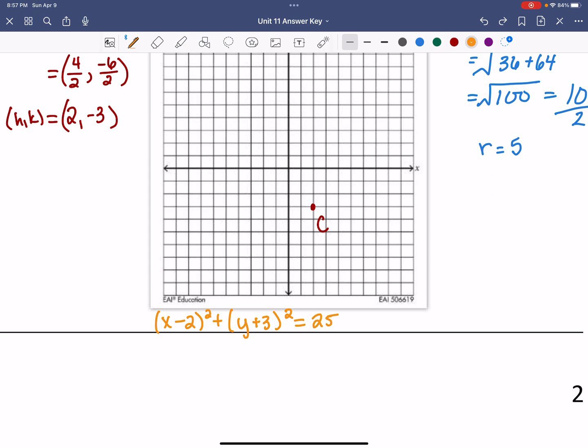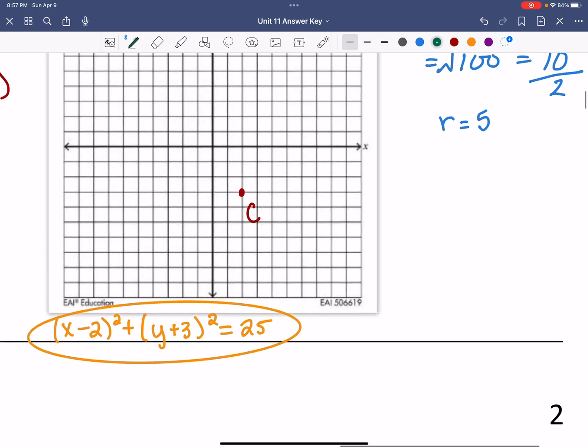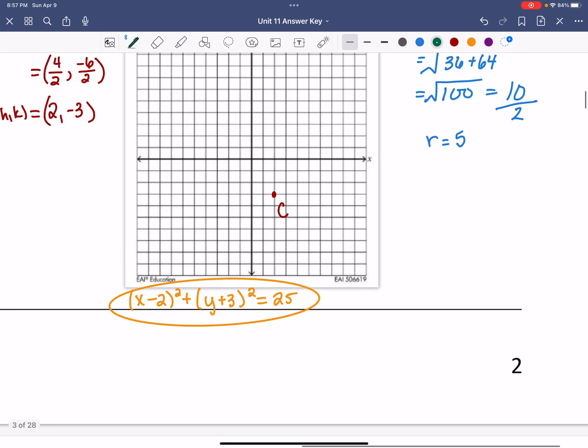Oop, that's not the right shape. There we go. And so from here, I'm going to go ahead and figure out what points I'm going to plot. So I'm going to go 5 in each direction. I'm going to have (7, -3). I'm going to have (-3, -3). I'm going to have (2, -8), and 2 plus 5, so I got (2, 2).